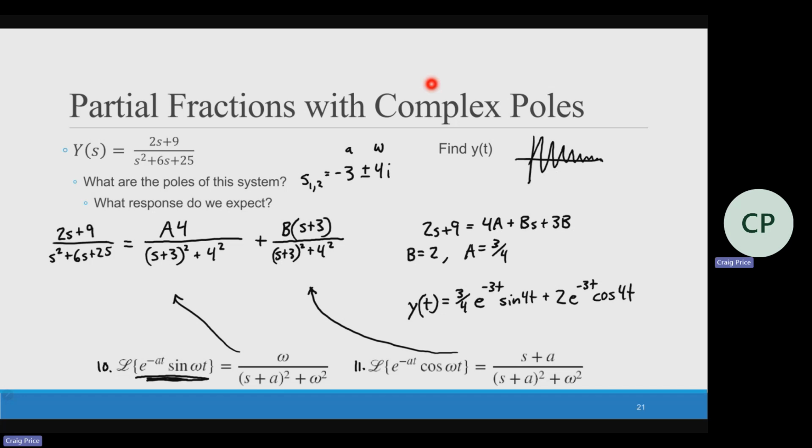Now, there could be a part where we may not have an a term. It may just be purely complex. Then I'm just using sine and cosine. That's lines 8 and 9 from the table. So that's also a possibility. But it's all based on the roots. If I have a 6-order system, I have 6 roots. I'm going to have 6 partial fractions. I'm going to try to set them up based on the table. You know, if they have an a term, if they have an omega term, that's what we're going for. Questions?